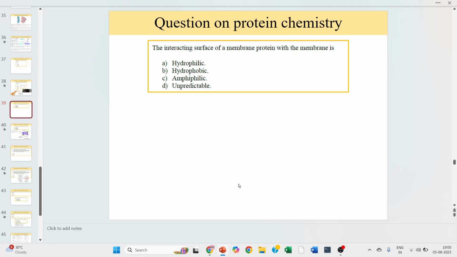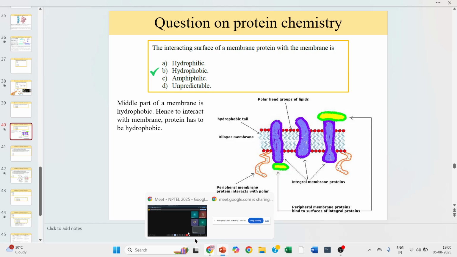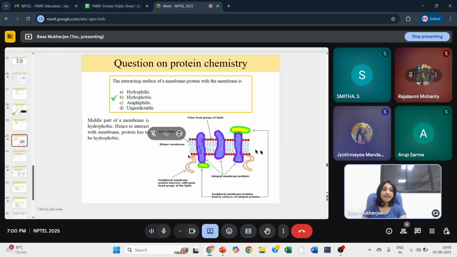Okay, we'll look at the answer. So hydrophobic, because see, this is the bilayer, and in the bilayer you can see that these protein molecules are actually embedded deep inside, and the transmembrane region is hydrophobic in nature, and this is the one that is interacting with the hydrophobic tail of the lipid of the membrane. Right, so the middle part of the membrane is hydrophobic, hence to interact with the membrane, the protein has to be hydrophobic. Okay, this is something that you know from the fluid mosaic model, which you studied in school, possibly, right?